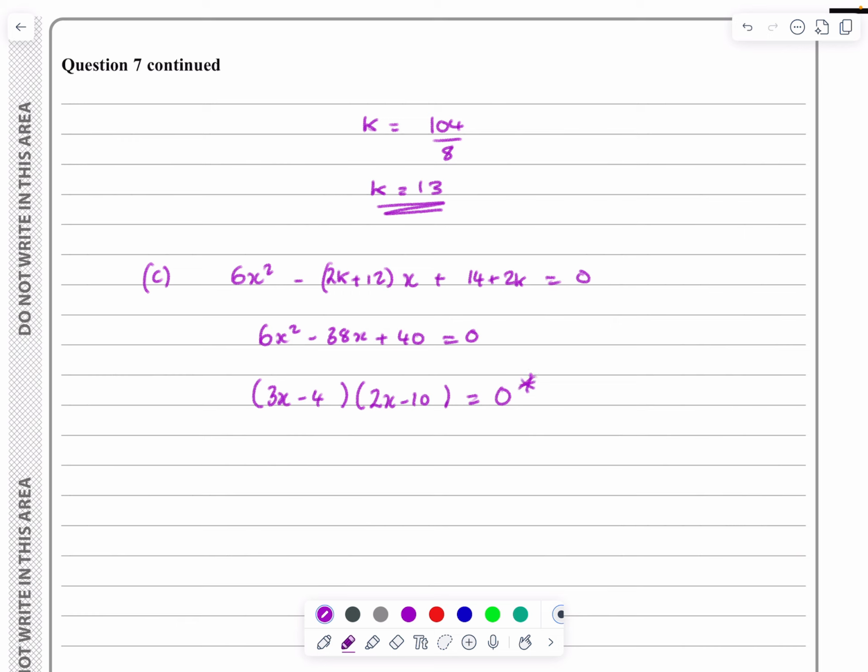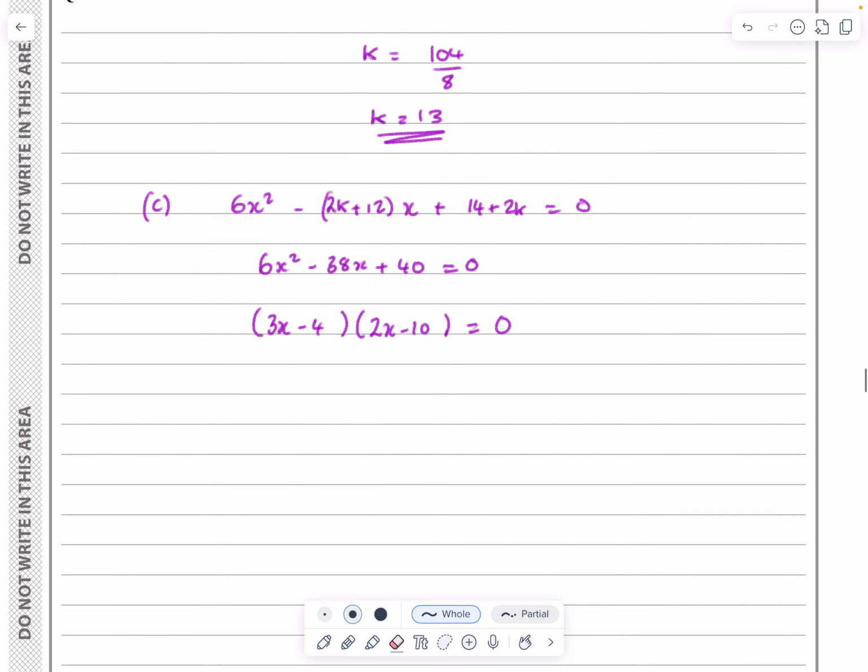If that's a little bit too much for you, just stick it into the quadratic formula. You're still going to get the same answers. I'm trying to save myself a little bit of time here. But as with all questions, it's much more important that you get it right than you try and rush it with some quick method. Okay? So, moving on from this one, this is going to give me 3x minus 4 equals 0 or 2x minus 10 equals 0. I don't really need to do any more work for that. I knew that that was x equals 5. That was one of my answers. But 3x minus 4 is going to give me x equals 4 over 3.